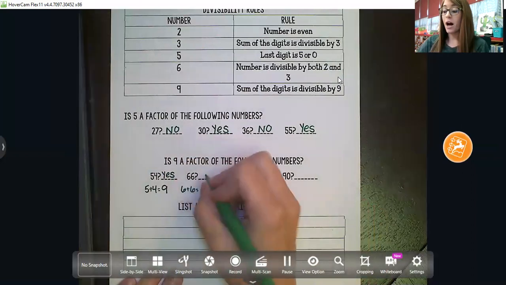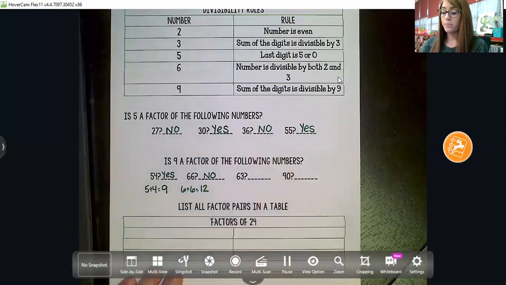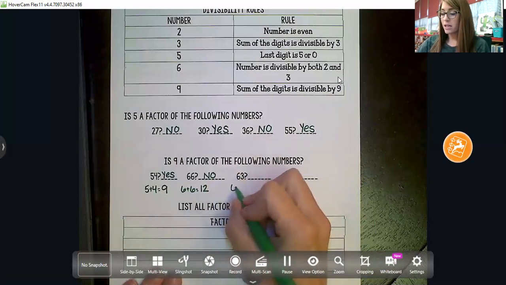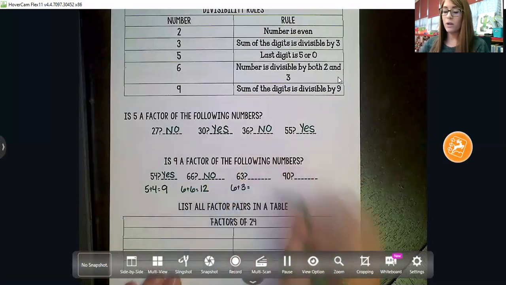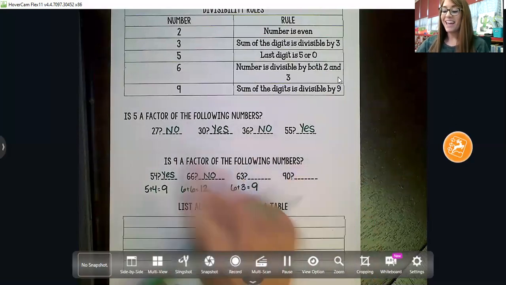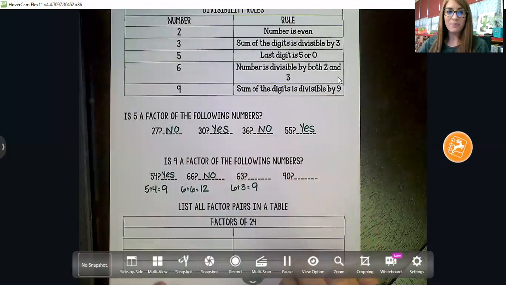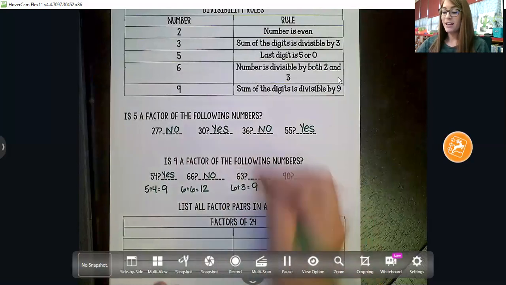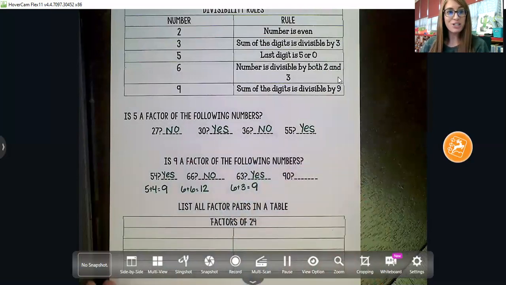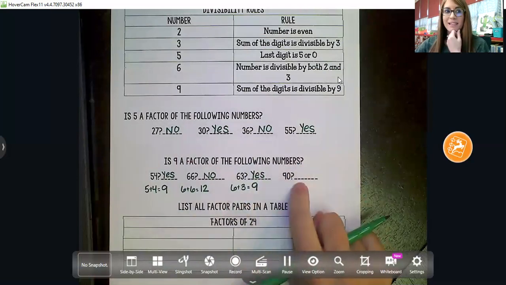Very good, is not a factor. Good job. Okay, what about 63? If we add 6 plus 3 together, what does that give us? Good, gives us 9. Can 9 go into 9 evenly? It sure can. So that means that 9 is a factor of 63. Good job. What about 90?